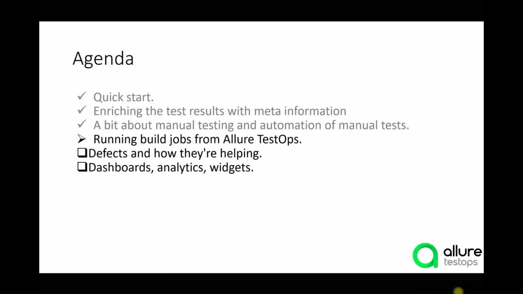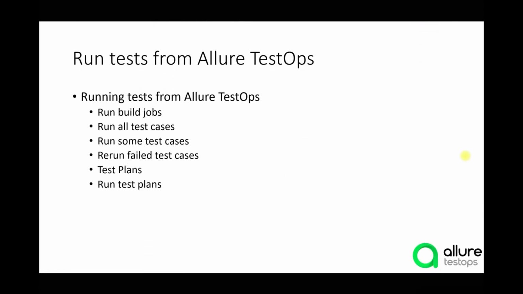Next step of our presentation will be running tests from Allure TestOps side. We'll run jobs, we'll run test cases, we'll run test plans. So this is what we are going to do. We will show you how to initiate test running inside a build job. Then we will run all the test cases for a build job. Then run some test cases depending on our logic or our wish. Then we will rerun failed test cases, create a test plan, and run a test plan based on our logic or wish.